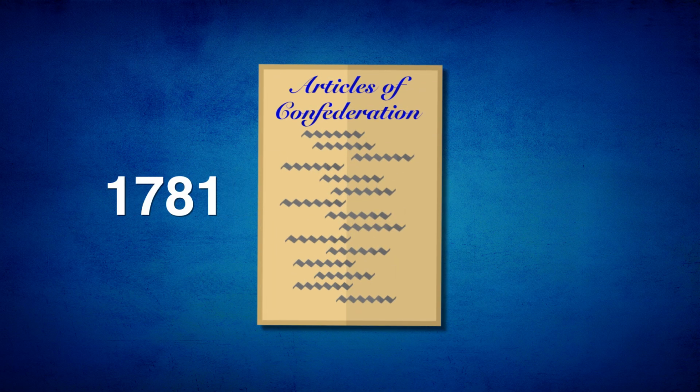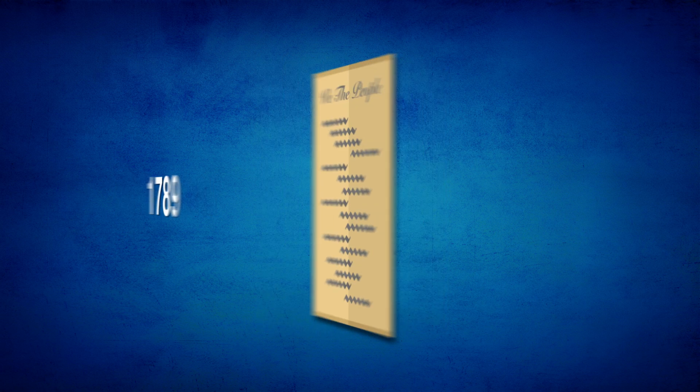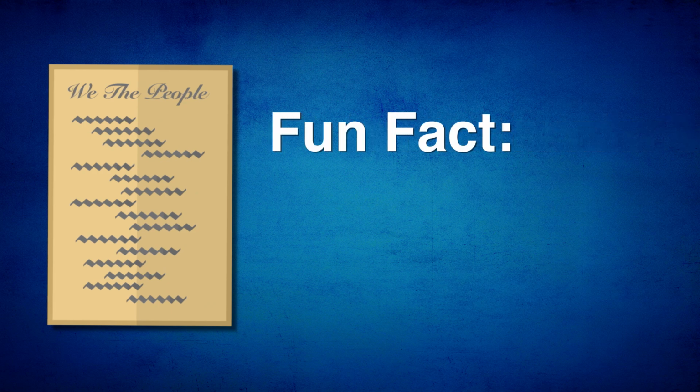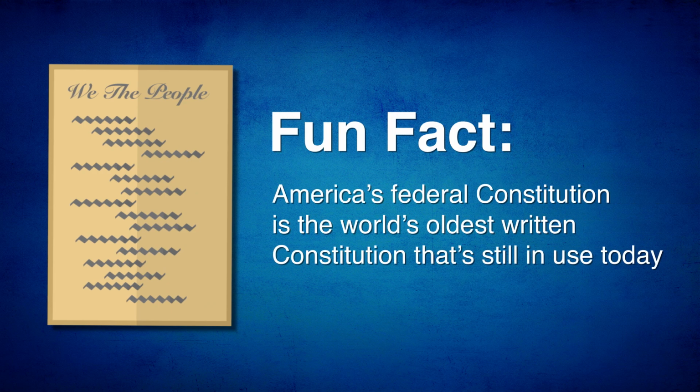The Articles of Confederation was America's first constitution. It defined the limits of the federal government for the United States in the same way that our current Constitution defines the limits of the federal government now. Ratified in 1781, the Articles of Confederation was the law of the land until 1789, when our current Constitution was ratified. Fun fact, America's federal Constitution is the world's oldest written constitution that's still in use today.